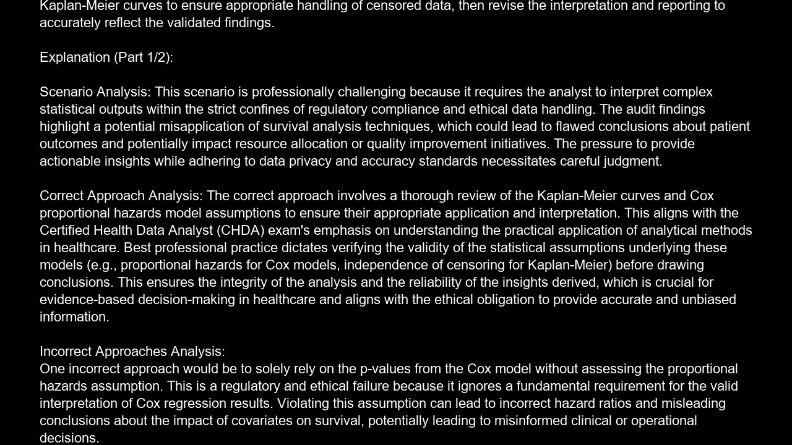Incorrect approaches analysis. One incorrect approach would be to solely rely on the p-values from the Cox model without assessing the proportional hazards assumption. This is a regulatory and ethical failure because it ignores a fundamental requirement for the valid interpretation of Cox regression results. Violating this assumption can lead to incorrect hazard ratios and misleading conclusions about the impact of covariates on survival, potentially leading to misinformed clinical or operational decisions.